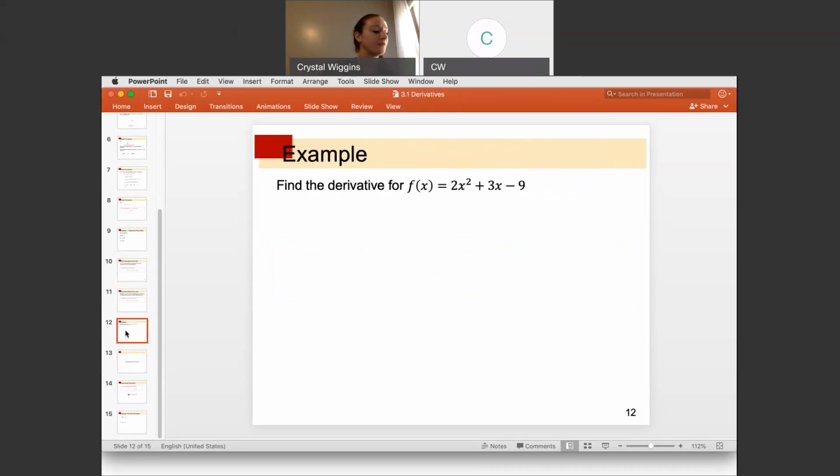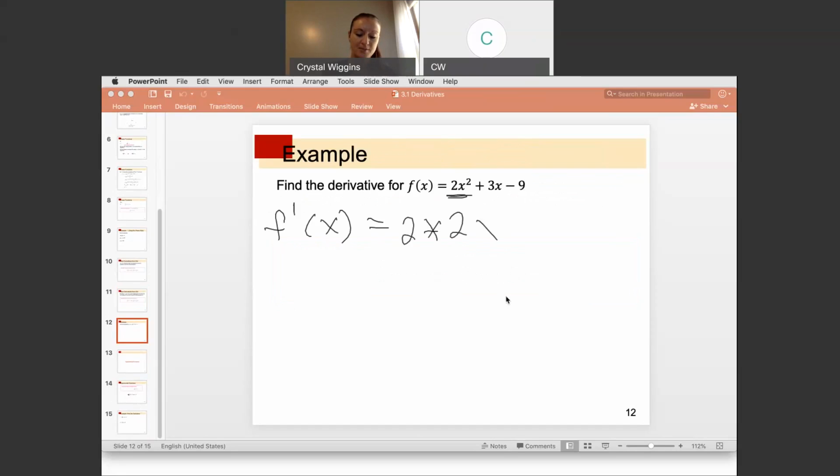So for example, if we were taking a look at the function f of x is equal to 2x squared plus 3x minus 9, then we can say that the derivative of this function is we look at the first term, bring down the 2 and multiply it in front. So we get 2 times 2, come back up, subtract 1. 2 minus 1. You know what? Let me write this all out. So 2 minus 1 plus 3x.